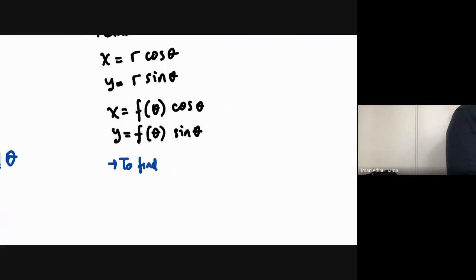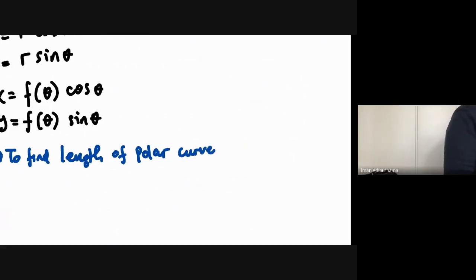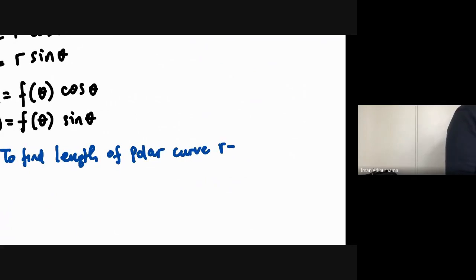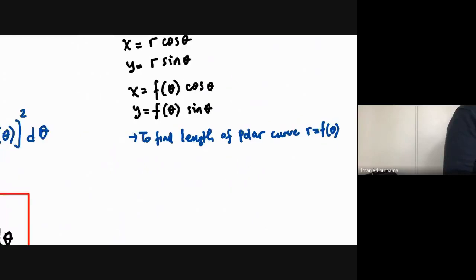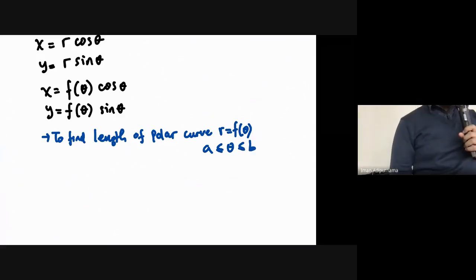To find the length of a polar curve r equals f of theta, from A to B, let's say that's the angle.